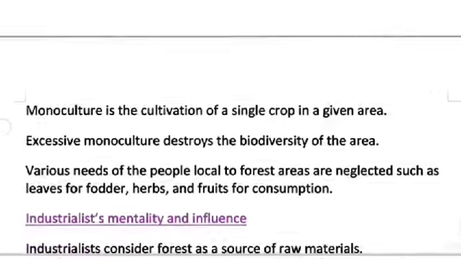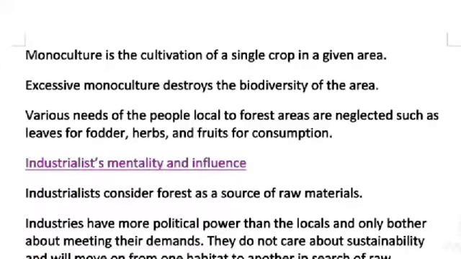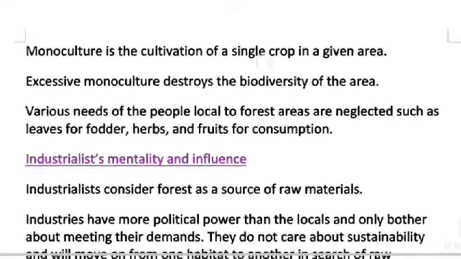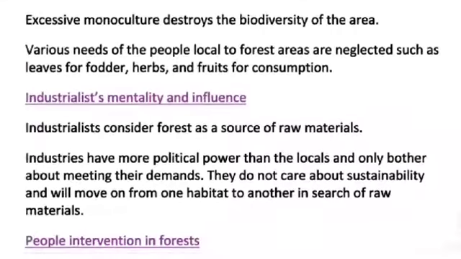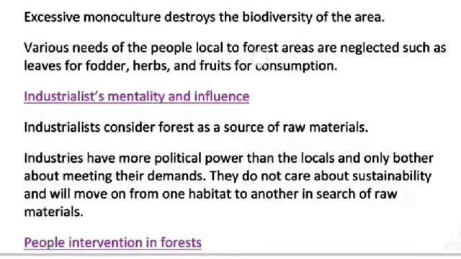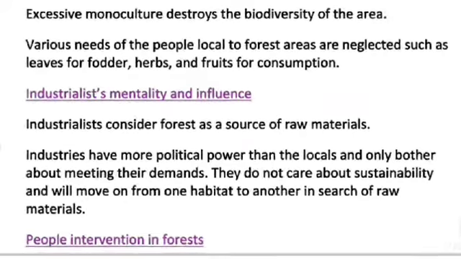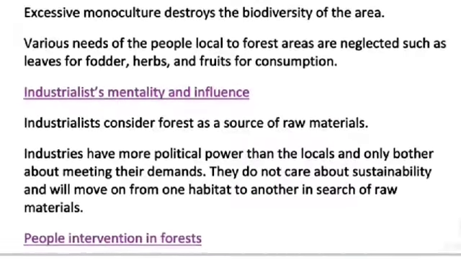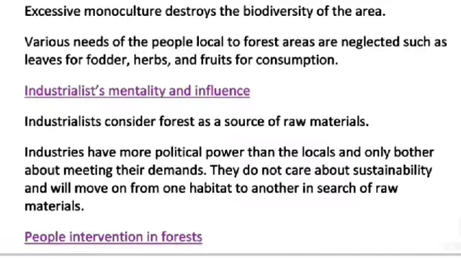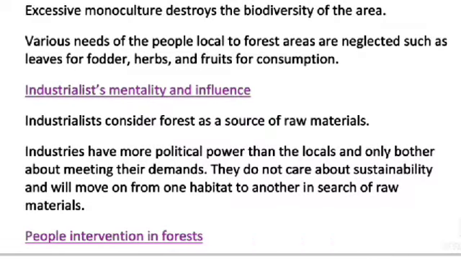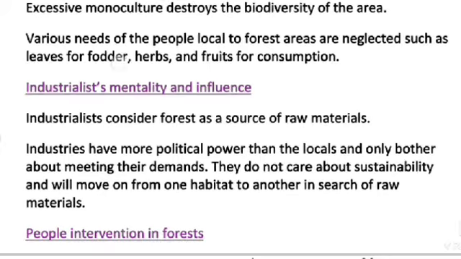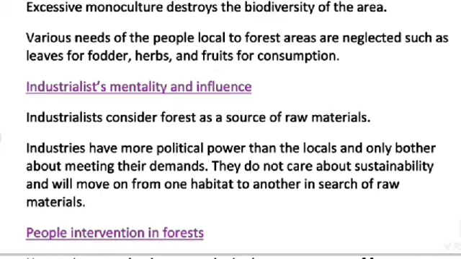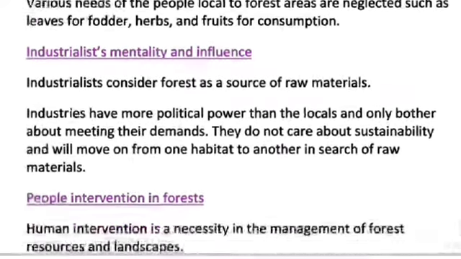Monoculture. Monoculture is the cultivation of a single crop in a given area. Exclusive monoculture destroys the biodiversity of the area. Various needs of the people local to the forest area are neglected, such as leaves for fodder, herbs and fruit for consumption.